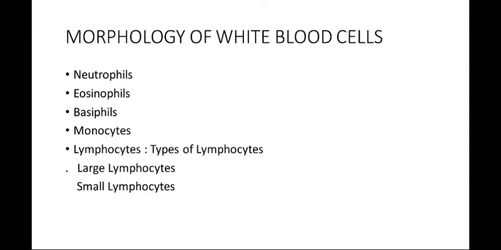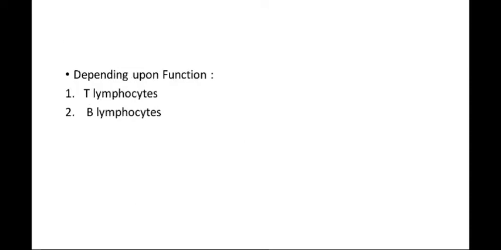Now the types of lymphocytes: depending upon the size, they are divided into large lymphocytes, which are younger cells with a diameter of 10 to 12 micron, and small lymphocytes, which are older cells with a diameter of 7 to 10 micron. Depending upon function, they are also classified as T lymphocytes, cells concerned with cellular immunity, and B lymphocytes, cells concerned with humoral immunity.